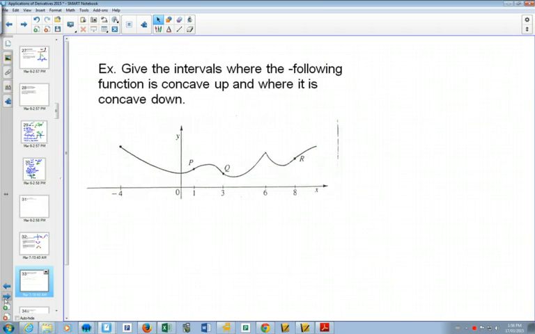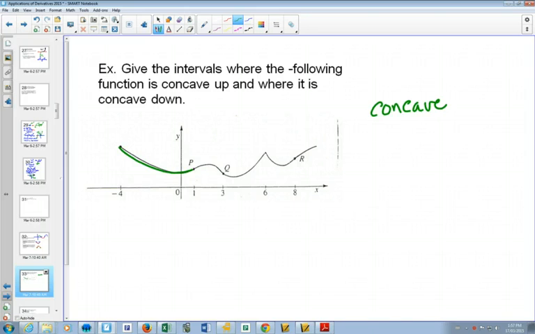So let's look at this example here. We're going to just describe things as concave up or concave down. We'll use two different colors. And they put the points on there to help you out. So P, Q, and R are inflection points. So things are changing at there. From this point up to P, we will label everything in green as concave, up or down.